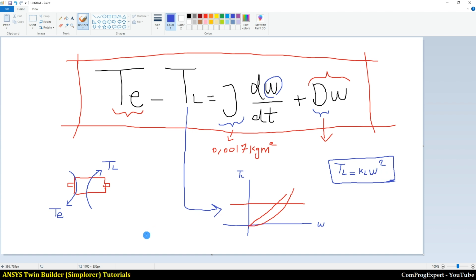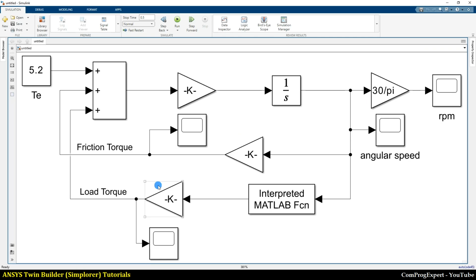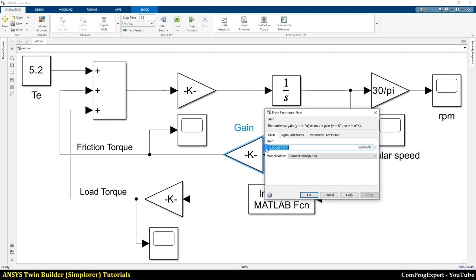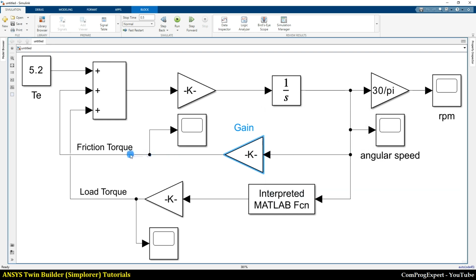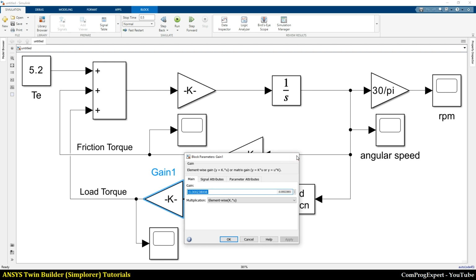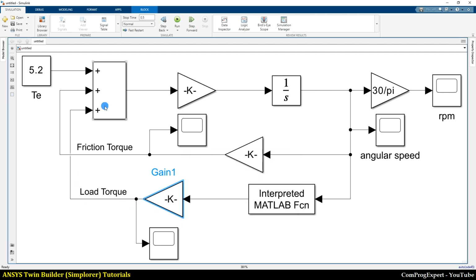So in MATLAB Simulink, simply we can use these blocks to solve this equation. This is the electric torque, and this is the friction torque. Here we have the angular speed, so we multiply it by the friction coefficient and the negative sign, and we can calculate the friction torque. And this is the load torque. This is the angular speed to the power 2 times the coefficient KL, which is the load torque.